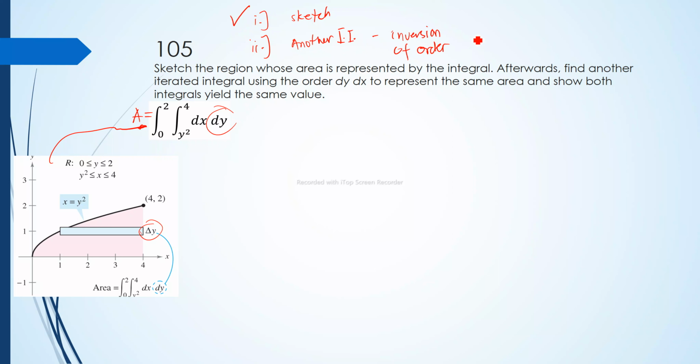Instead of dx dy, we'll be using dy dx. So we just write it first. We have area equal to the integral, with the outside limit and the inner limit, and then we have dy and dx. Now let us determine the lower limit and the upper limit.